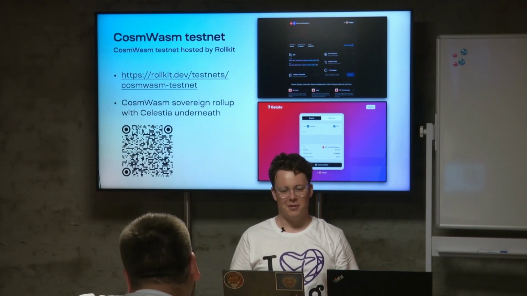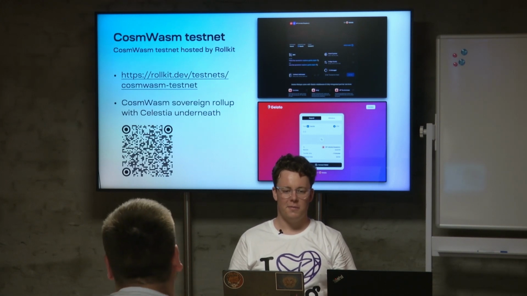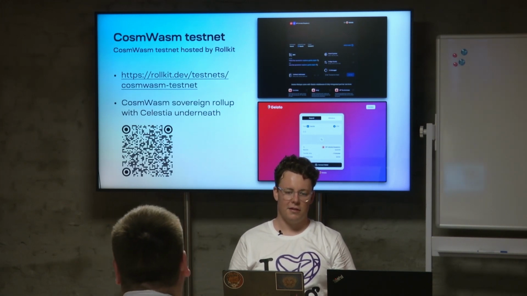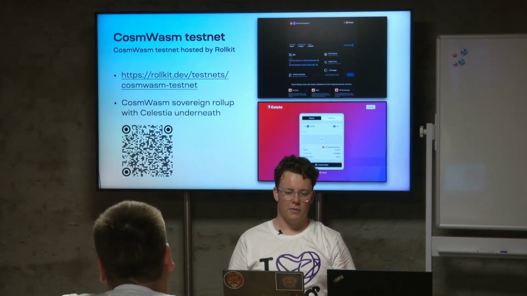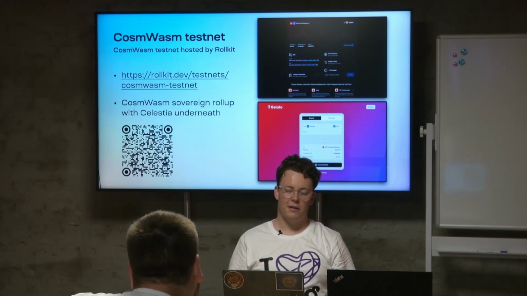So there's also a testnet to use for sovereign rollups. The CosmWasm testnet right now, I think, is actually the only one. This is a Rollkit rollup that's using CosmWasm. It has Celestia underneath, and there's no settlement layer or anything. It's just a sovereign rollup.